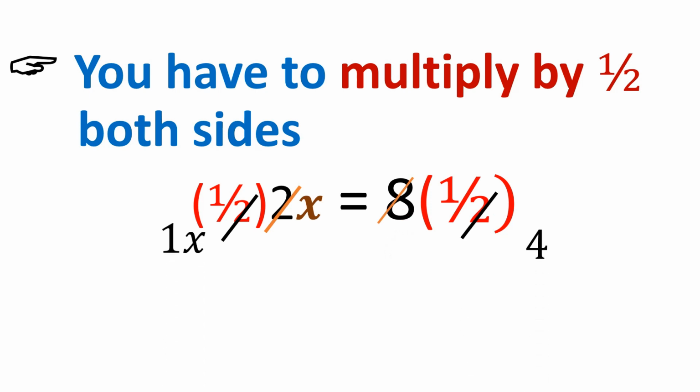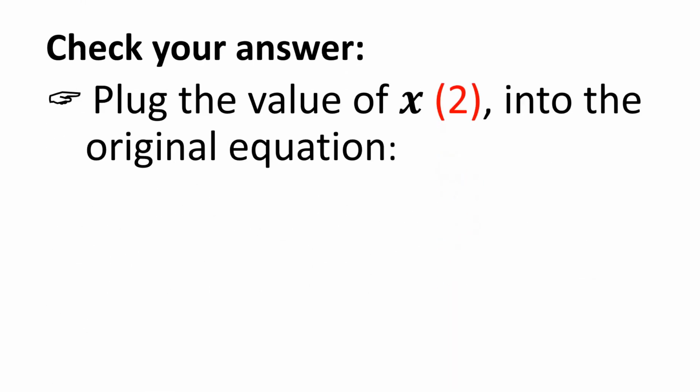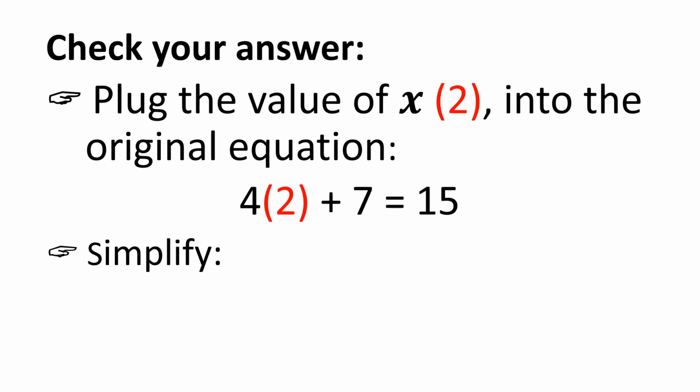Plug the value of x, that is, 4, into the original equation. 2 times 4 plus 7 equals 15. 8 plus 7 equals 15. 15 equals 15. Like the previous one, the value we got for x is correct.